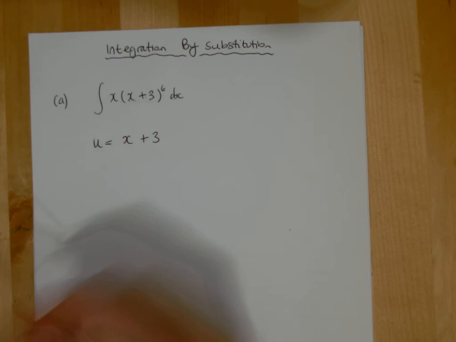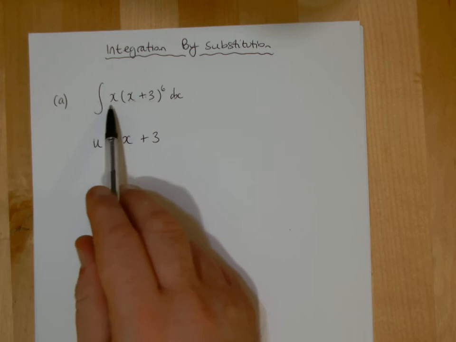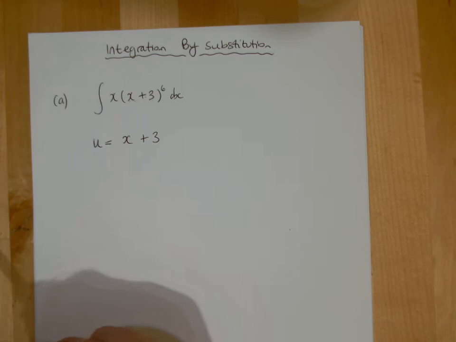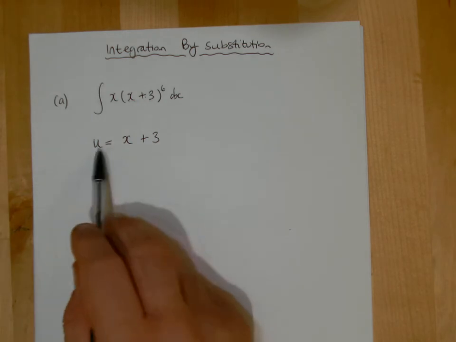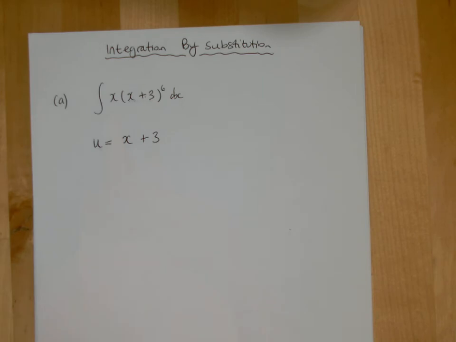However, I'm going to have to replace all the x's. So I'm going to have to replace this as well. So the question is, how do I go about that? How am I going to substitute that x? Because up until now I've said that u is equal to x plus 3. Well, what about x then?